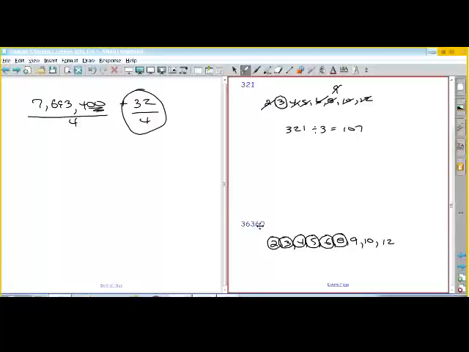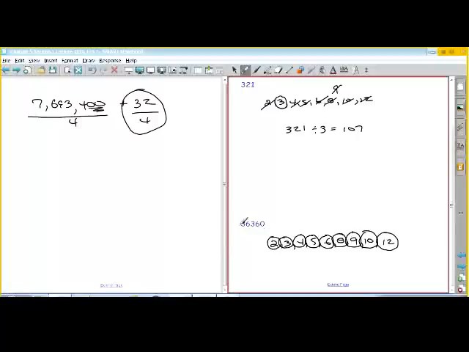Is it divisible by 9? Well, we add the numbers together, which ended up being 18. And 18 is also divisible by 9. 18 divided by 9 is 2, so that one works. Is it divisible by 10? Yes, because the last number is 0. And is it divisible by 12? Yes, because it's divisible by 3 and 4 already, so we've already answered that question. So that number is divisible by all those numbers.